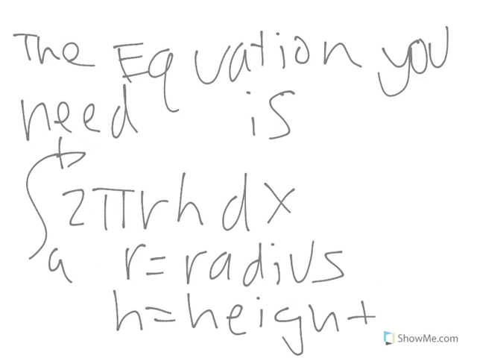The equation you need to use to find it is the integral from a to b of 2 pi r h dx, where r is the radius and h is the height.